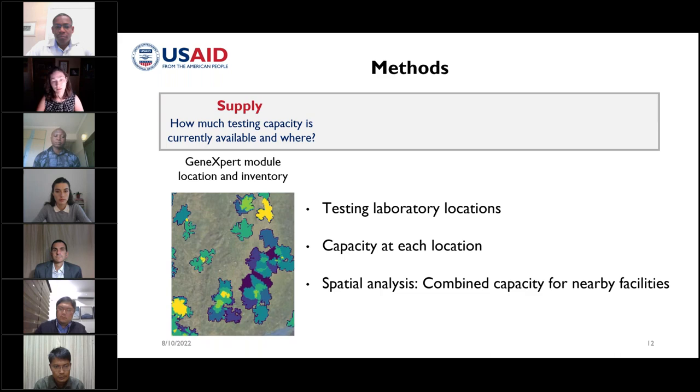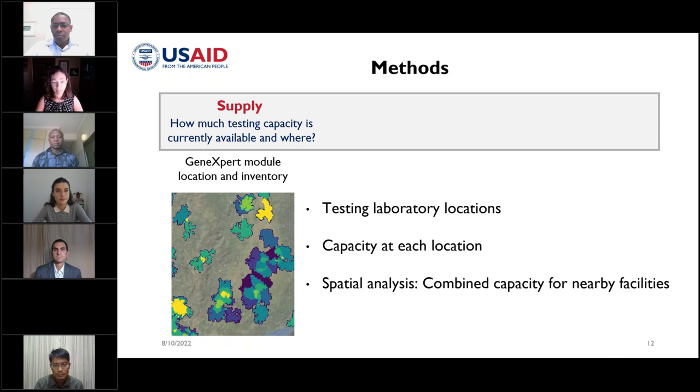Okay, so for supply, how much testing capacity is currently available and where? We often use the number of modules or the test capacity of each of the GeneXpert machines and identify their location and their inventory. We identify testing laboratory locations, find the capacity of tests available at each location, both functional and total. With the spatial analysis, we can combine capacity for nearby facilities. So in areas where there are overlapping places where people could get tests at different facilities, we can account for that increased number of tests available.